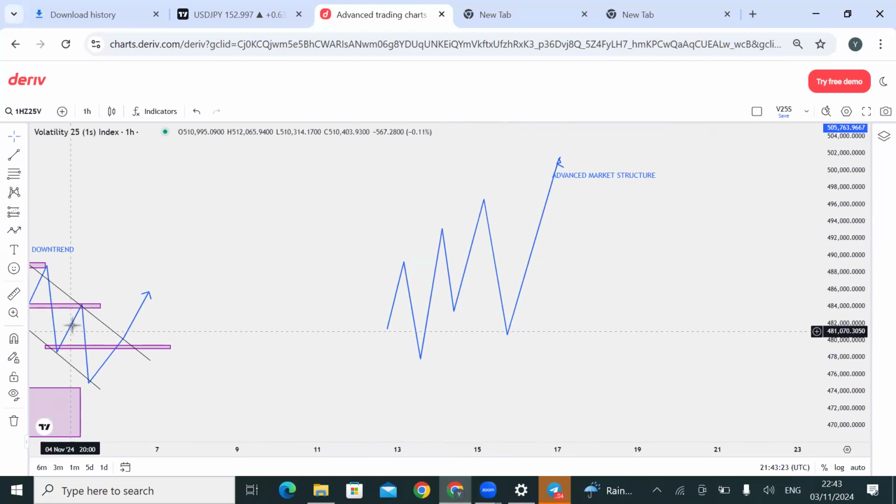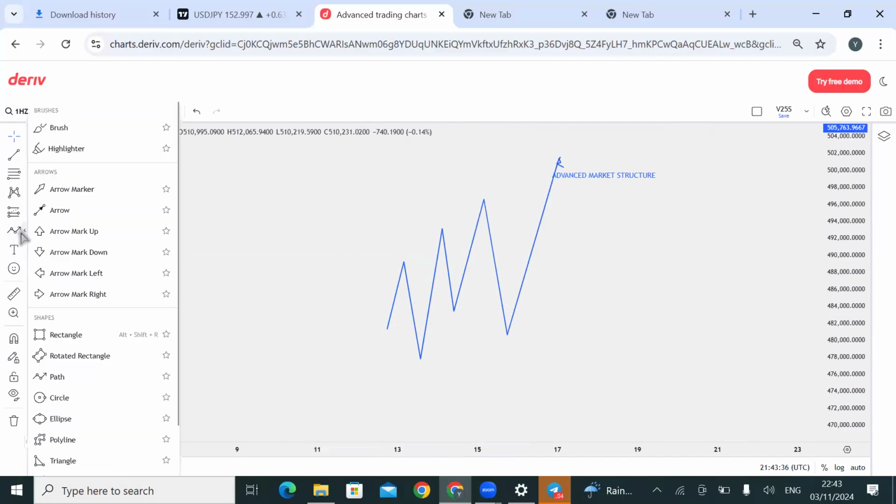The basic market structure is simpler. That's why it's called a basic market structure. The advanced market structure is something which is very, very difficult. That's why it's the advanced market structure. So this is simply a buy scenario. Let me show you guys how it works.